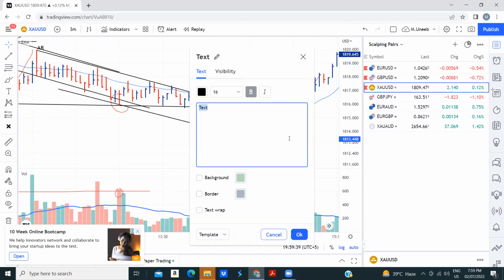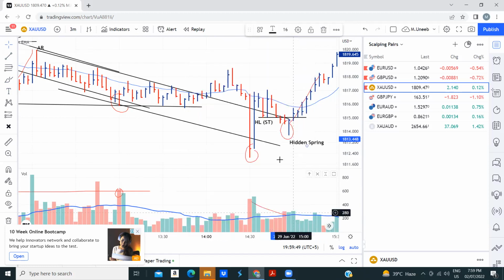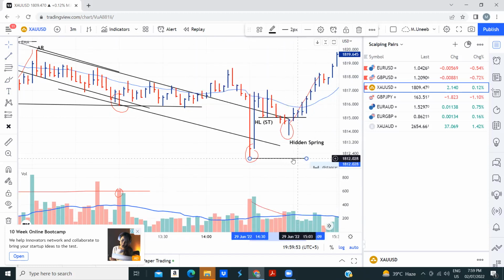Okay. This is what? Can you tell me? Hidden spring. This is hidden spring. Why hidden spring? Because if it was a major spring, the major spring would occur right over here at this point. But it occurs within the trading range, right? So this is what I told you, hidden spring. Understand?